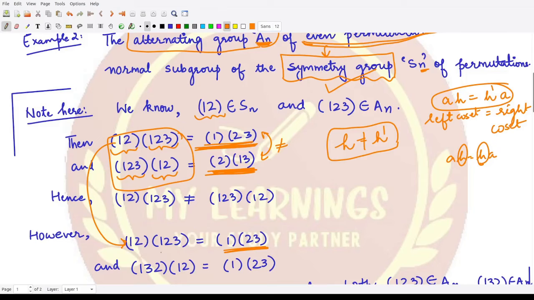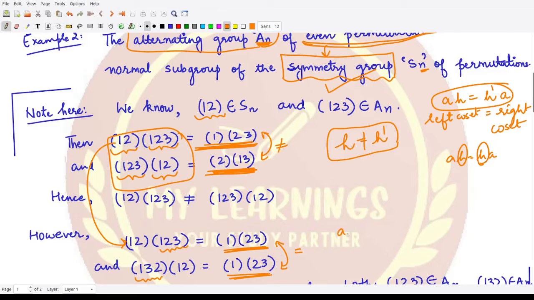Then if instead of taking this 3-cycle (1, 2, 3), you take the 3-cycle (1, 3, 2), what do you have? You have this 3-cycle (1, 3, 2) composed with (1, 2), right? So when you solve this, you have this as the answer, which is the same as this one. They are equal to each other.